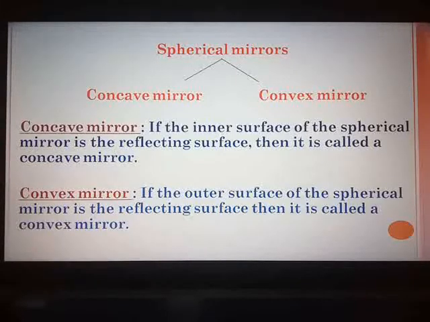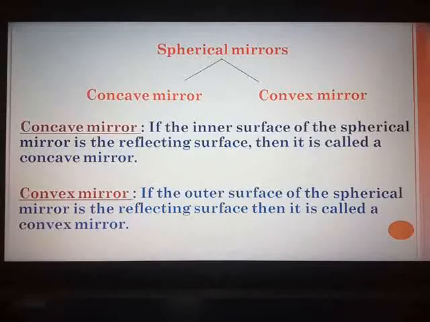So here we have got ourselves introduced to the two types of spherical mirror, concave and convex. It can be asked in the exams as a true or false, a fill in the blank, or a sentence. If the outer surface of the spherical mirror is reflecting, then it is called a concave mirror. False. So you should know it thoroughly.